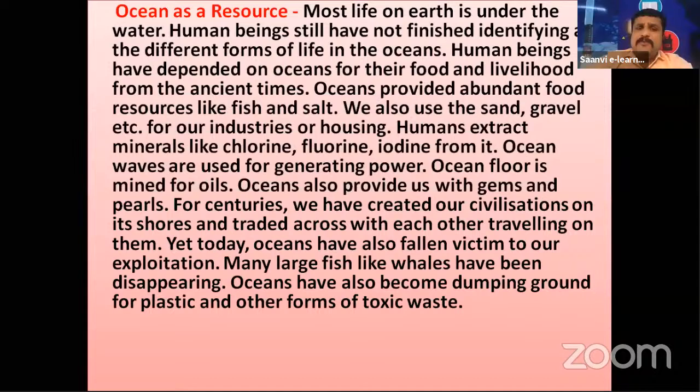It means where the resource is available, we use it excessively, and the same way we are polluting the water. Suppose big industries, companies, factories, their wastewater, we can say, drains to the sea or ocean. So many large fishes like whales have been disappearing. Oceans have also become a dumping ground of plastic and other forms of toxic waste, it seems.